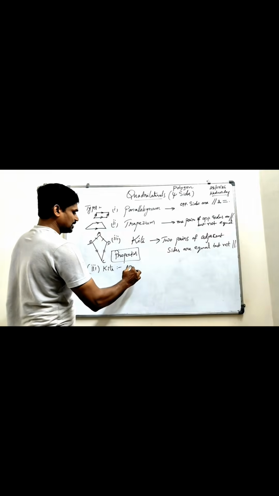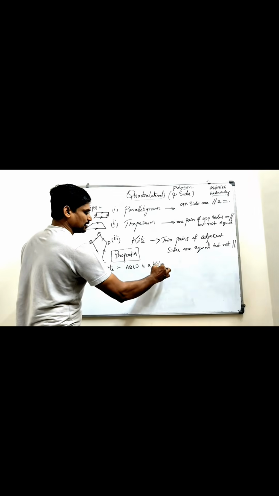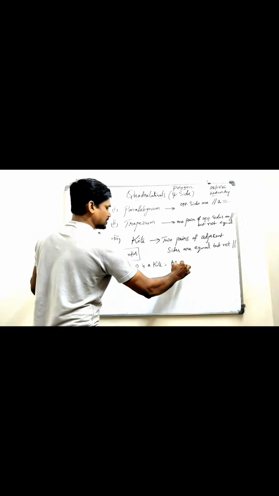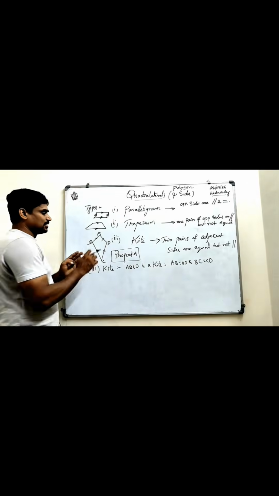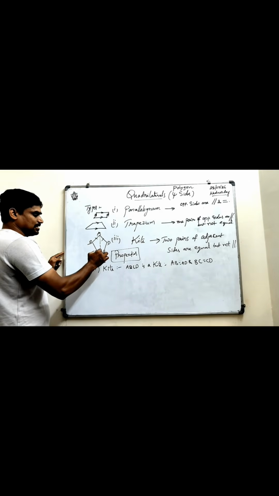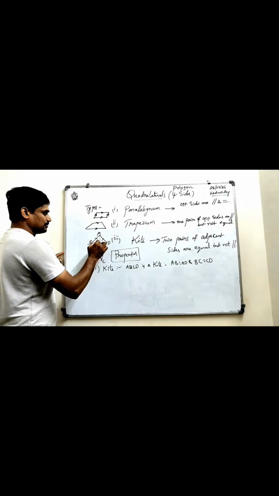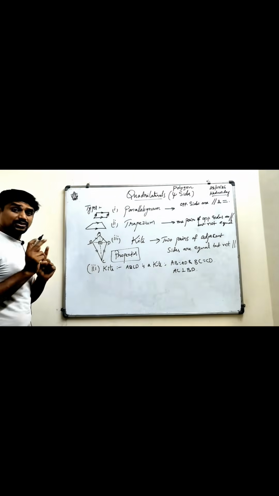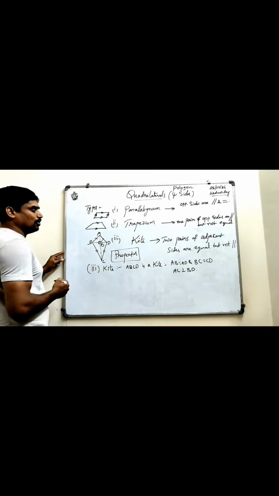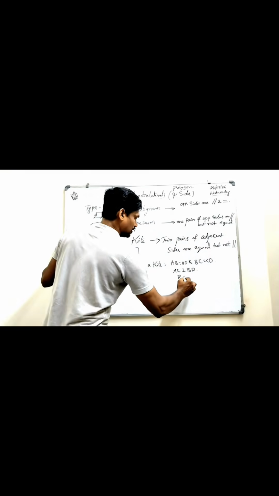Properties of kite. ABCD is a kite. Then AB is equal to AD and BC is equal to CD. We talk about only sides here. Now we talk about diagonals. When I talk about diagonals, AC perpendicular to BD. Diagonals are perpendicular to each other. And also, suppose they are meeting at O. Then BO is equal to OD.